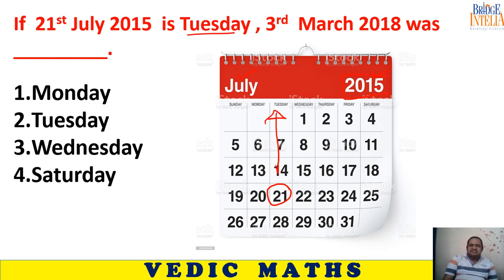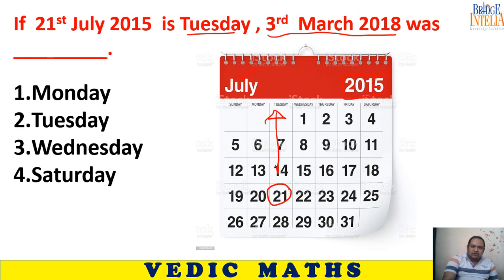So based on this information, we have to calculate what day of the week it was on 3rd March 2018. So two dates: 21st July 2015, where you start counting, and 3rd March 2018, where you have to stop. If you treat this logically, you will get the answer immediately.